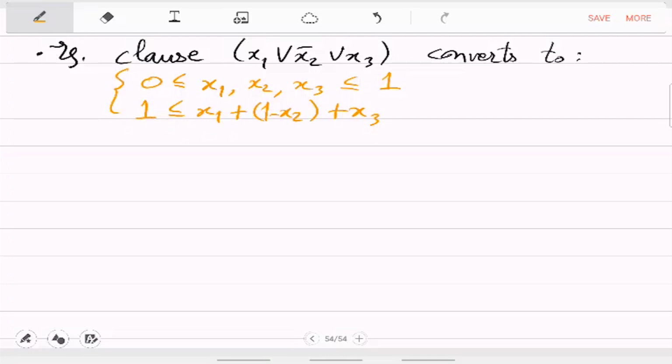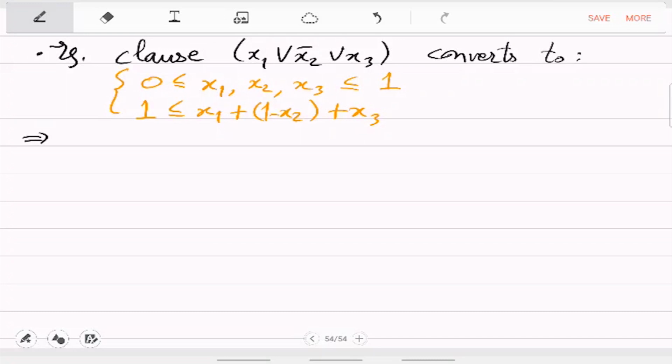Notice that x1, 1 minus x2 and x3, all of them cannot be 0. Right? In other words, x1, x2 bar, x3, all of them cannot be false, because if that happens, then you will get 1 less than or equal to 0. So this inequality actually is implying that the clause is true, and you do this for every clause. Every clause is giving a new inequality. So that's the proof.